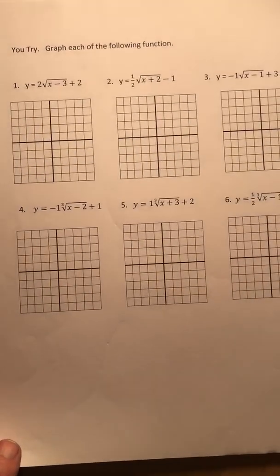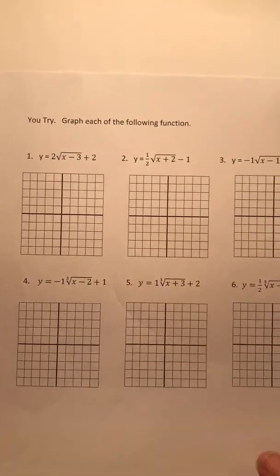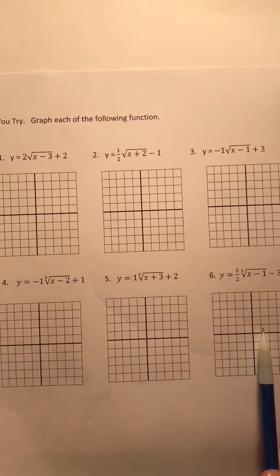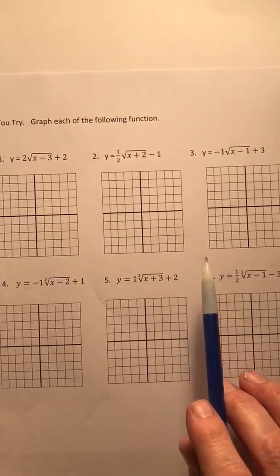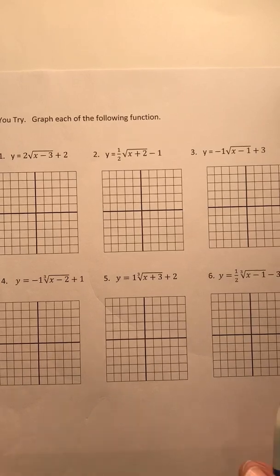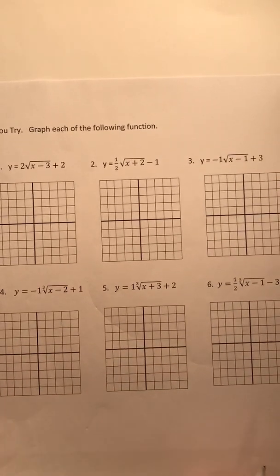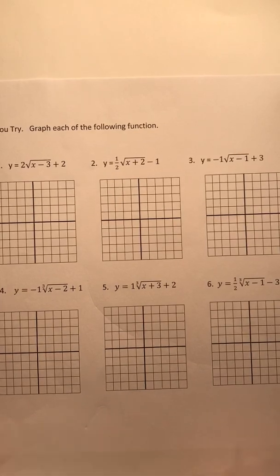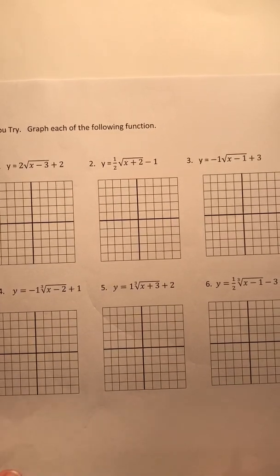All right, then you have these Try-Its to do. These are all square roots, and these are all cube roots. So make sure you know the difference. You can pause the video right now, and you can do those. I'm just going to do them real quick so you can see them. But you can pause it now and do them on your own.